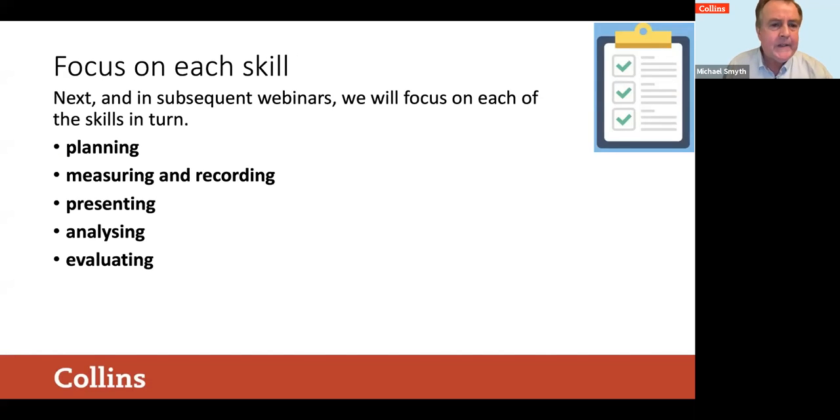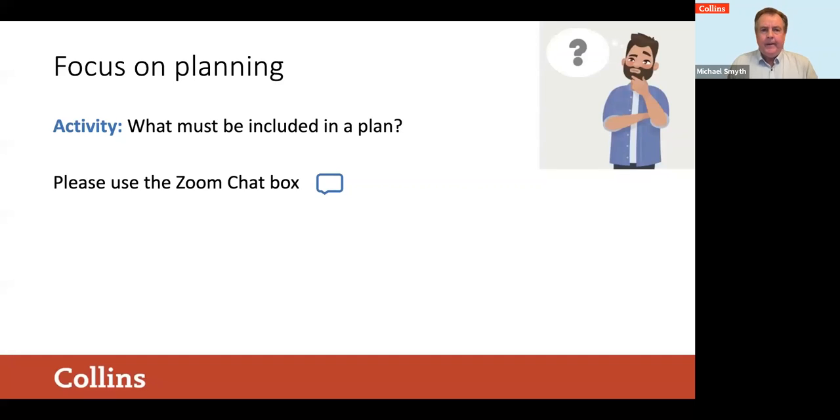Now, what we're going to do in this webinar and in future ones is focus on the different skills and what we can do to support each of those. So today we're going to start with planning. And planning here, I'd like you to start off by thinking what must be included in a plan. It's up to you to decide whether you're thinking about AS level here or the full A level. I'd probably encourage you to think about full A level, because those are the skills that students are going to need to develop eventually. So what must be included in a plan? And you can use the chat box to enter your ideas there.